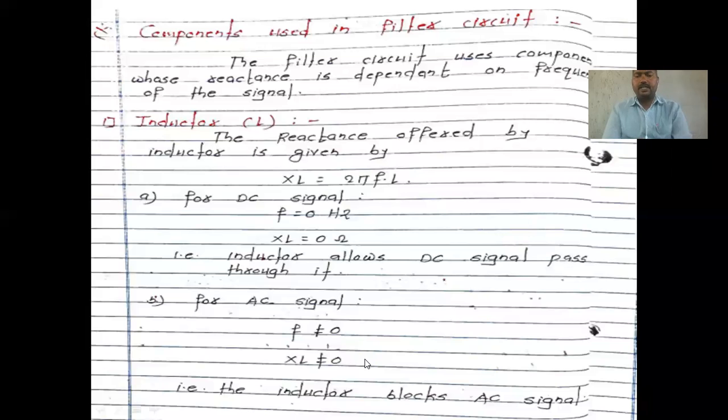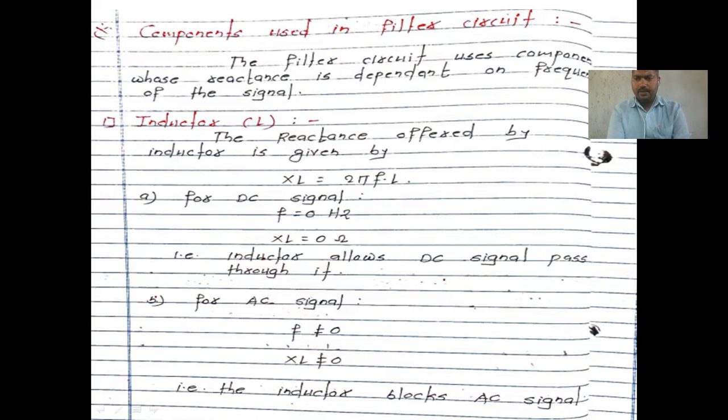So the inductor is the device which passes only the DC signal. That's why for DC it gives 0 reactance, and that's why DC passes over it. For the AC signal, it has some frequency, so it gives more reactance. So the AC signal does not pass over the inductor. That we have seen here.